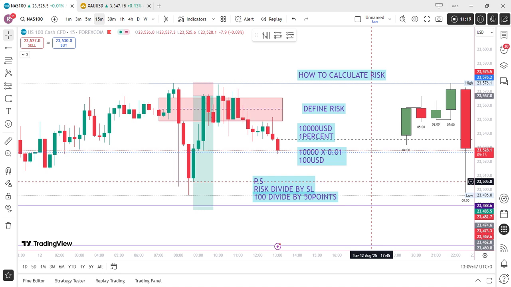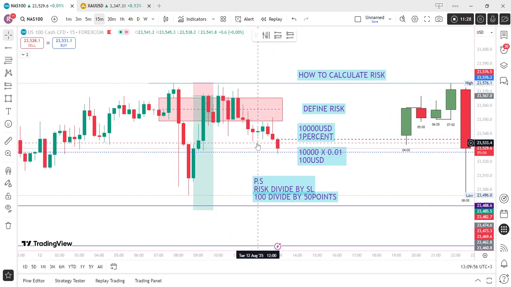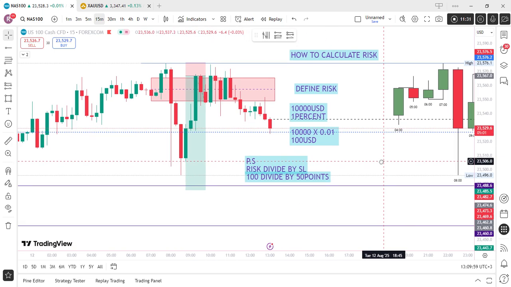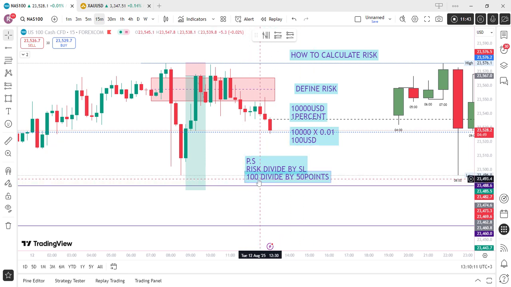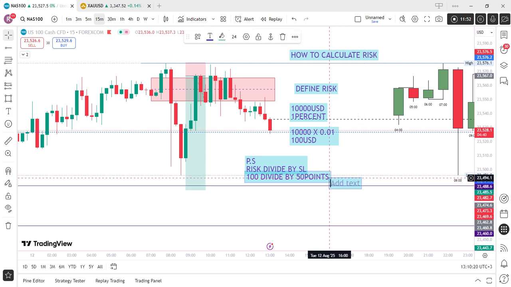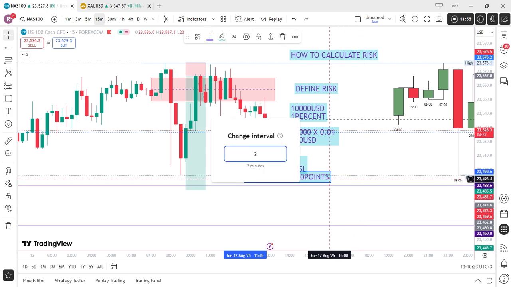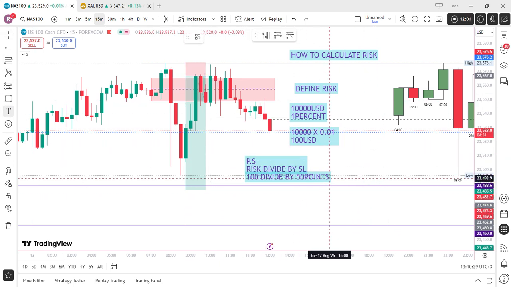So that's going to be 100 divided by 50, because assuming our stop loss here is 50 points, and the account size is a 10,000 USD account, meaning the 1% we are risking is 100. So it's going to be 100 divided by 50 points, which gives us what? 2. The answer is going to be 2.